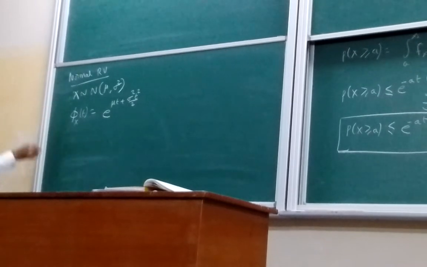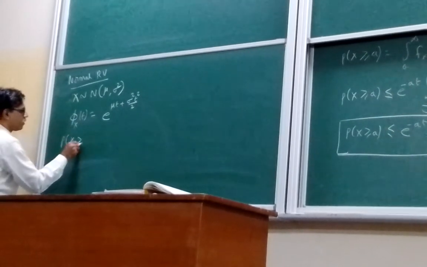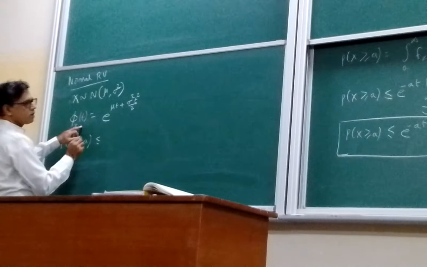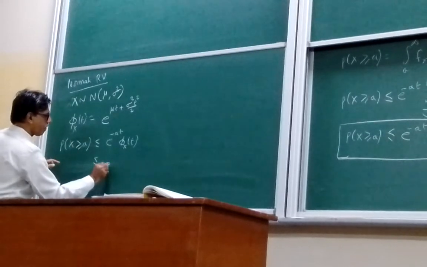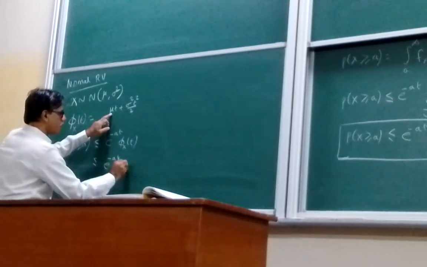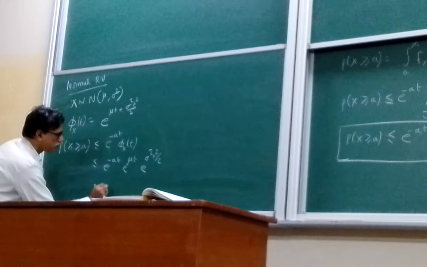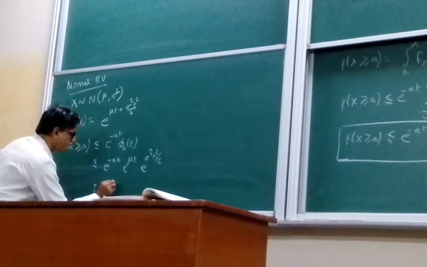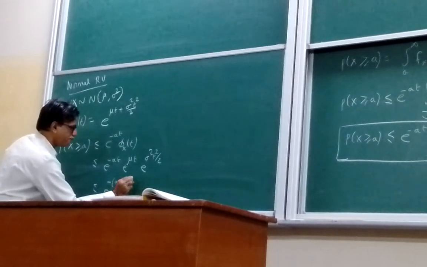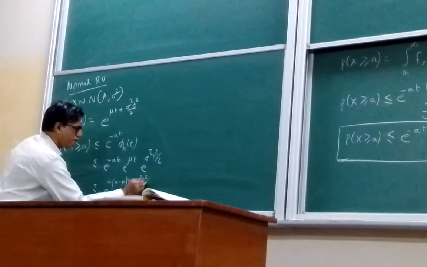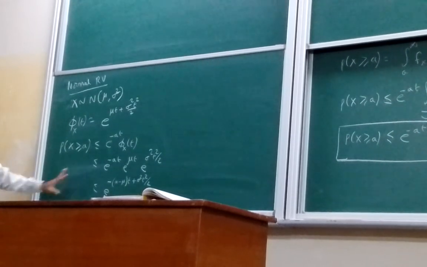So for this, what does Chernoff's bound give? The probability that X is greater than or equal to a is less than or equal to e power of minus a t into the MGF of X at t, and this is e power of mu t into e power of sigma squared t squared by 2. I am putting everything here.